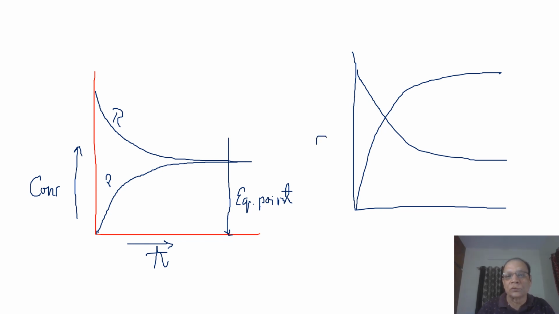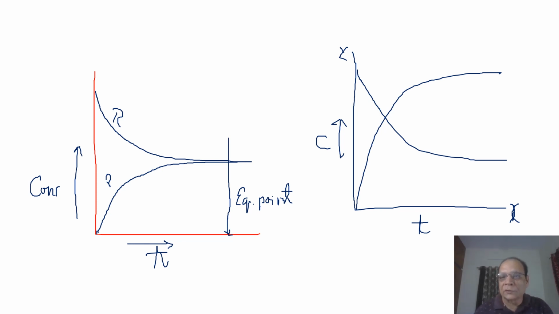Here again we have concentration rising in this direction along the y-axis, and along the x-axis we have again time. This is time versus concentration graph. So these are the two diagrams or the two graphs which may be asked in an examination, and this is what it means.